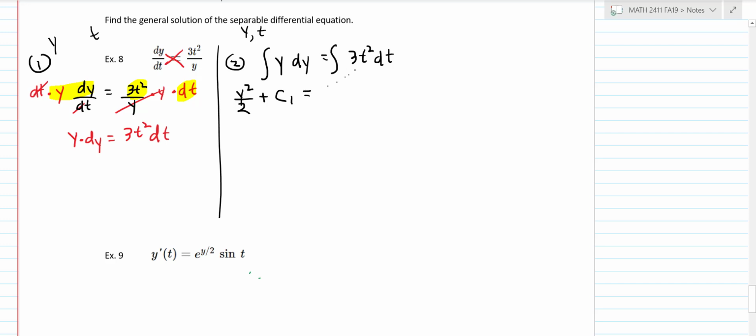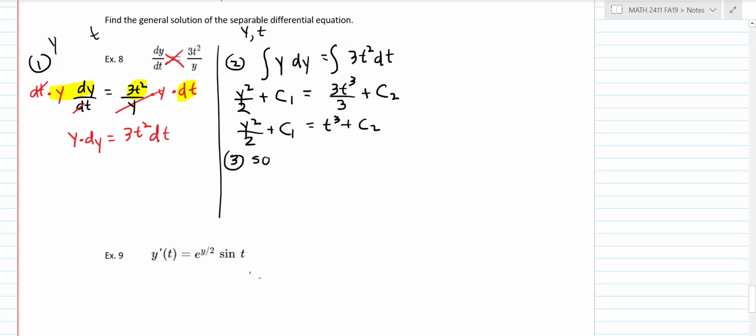So the next side is just going to be 3t to the third over 3, or you could do that in your head. You could tell that's t to the third. Then I'm going to say plus c2 like that. All right, so what I have is y squared over 2 plus c1 is equal to t to the third plus c2. So after you separate the variables, you integrate both sides, but now you have to solve for y.